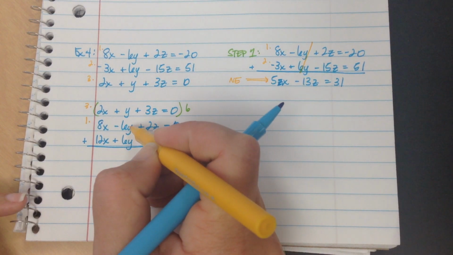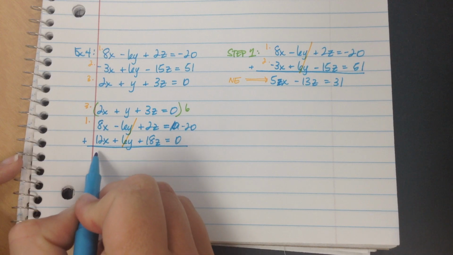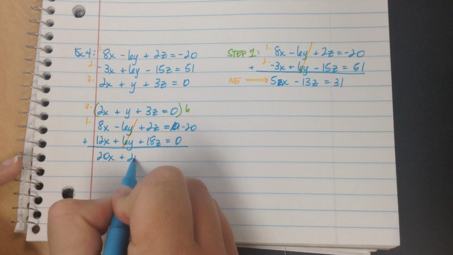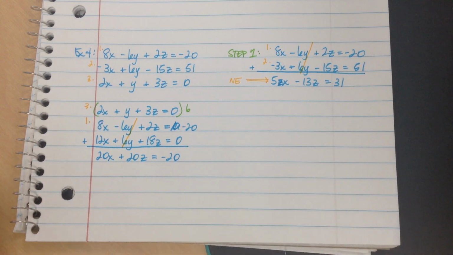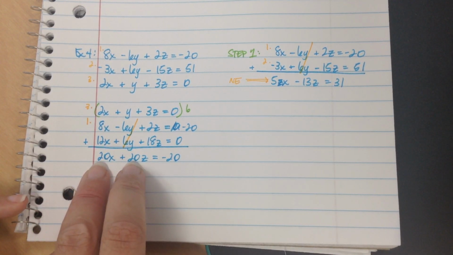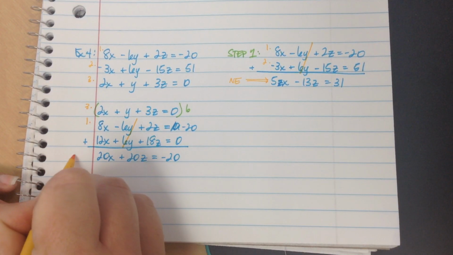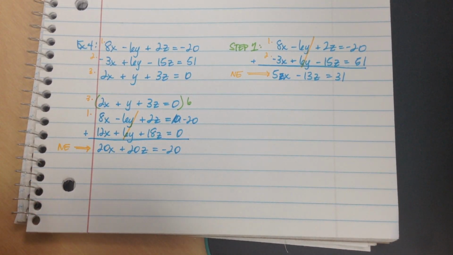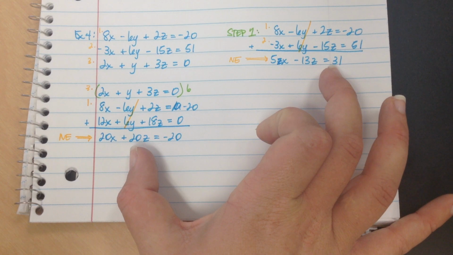Okay, so once I've done my multiplying, I can add these guys together, and my y's will cancel. So we've got negative 6y and positive 6y. Those go away. 8 and 12 give me 20x. 2 and 18, that gives me 20z. Negative 20 and 0 is negative 20. We've got x and z, and it's in standard form. This is your next NE. Once you have your two new equations, you automatically have your new system, just like with substitution. So now I've got two equations with two variables.